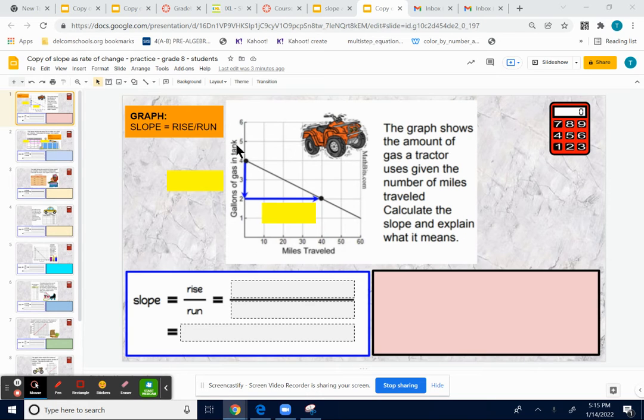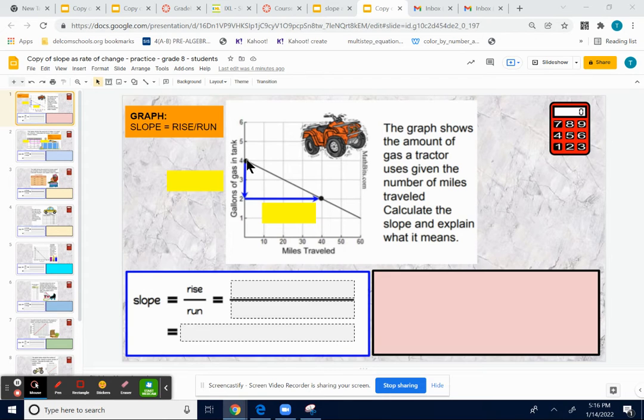Notice on the y-axis it's gallons of gas, and it's counting by ones. Notice on the x-axis it's counting by tens, and it's miles. When we find the slope, it's going to tell us how fast stuff changes. And I'll show you here. So slope of a graph is rise over run.